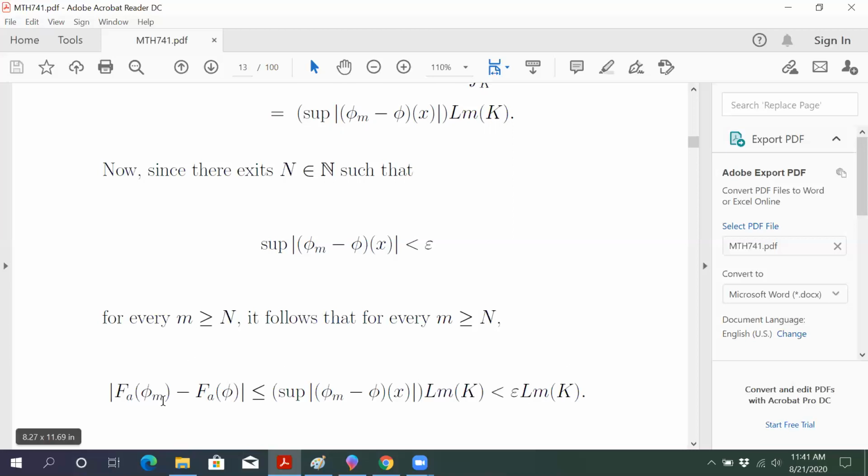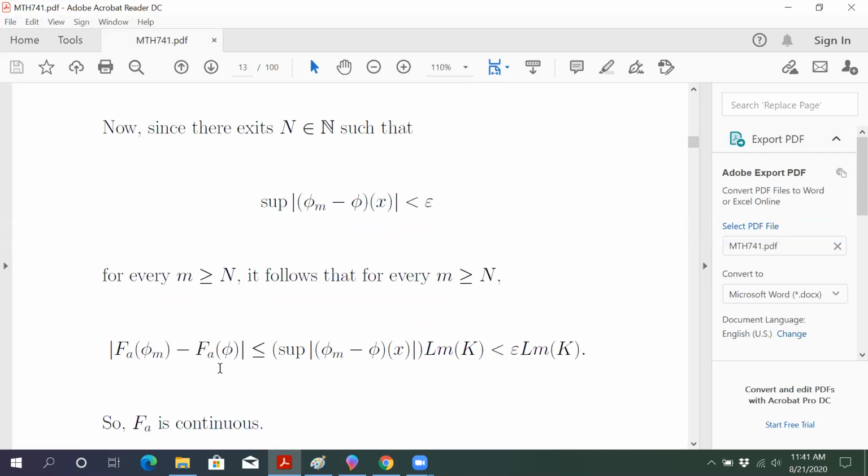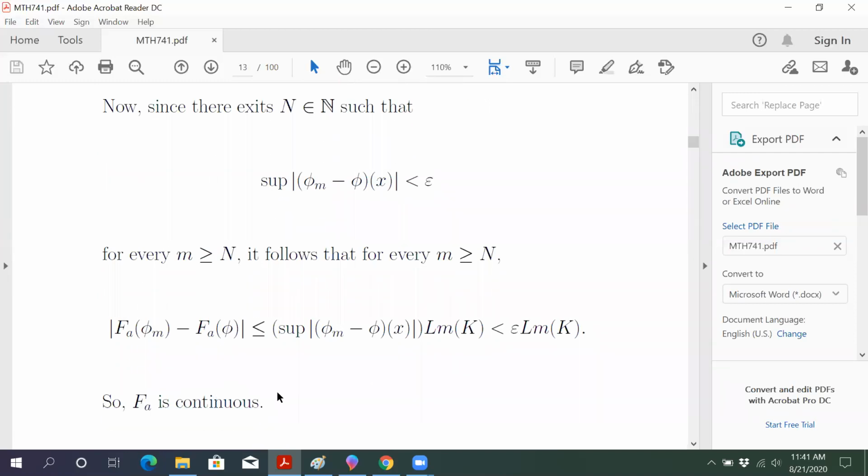Now, what does it mean? It means this sequence of complex numbers is convergent to this. It means FAPm is convergent to FAPhi. And what does it mean? It means FA is continuous. We showed that whenever Pm is convergent to Phi in D(Rn), in test function space, FAPm is convergent to FAPhi in complex numbers. And that means FA is continuous.